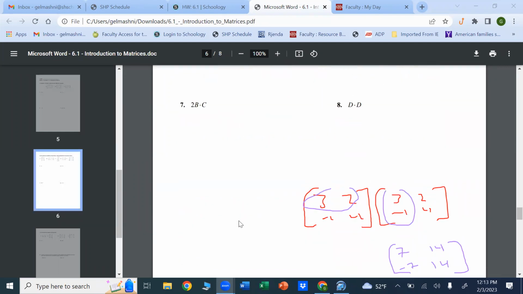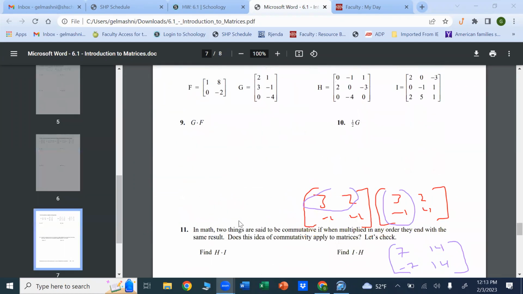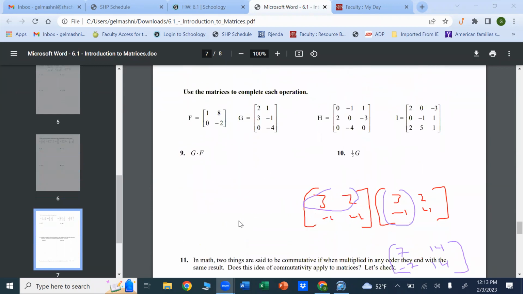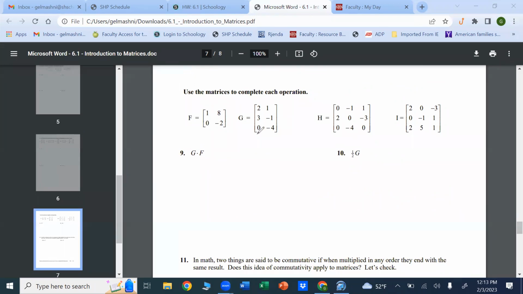Cool. And again, I'll share this video so you can see the process, and of course, I'll have an answer key prepared as well. For GF, you get a 3 by 2 with a 2 by 2. All right. One more of these here.